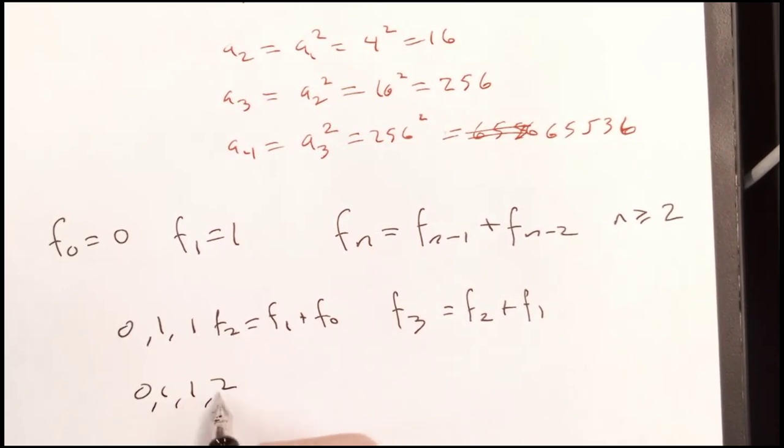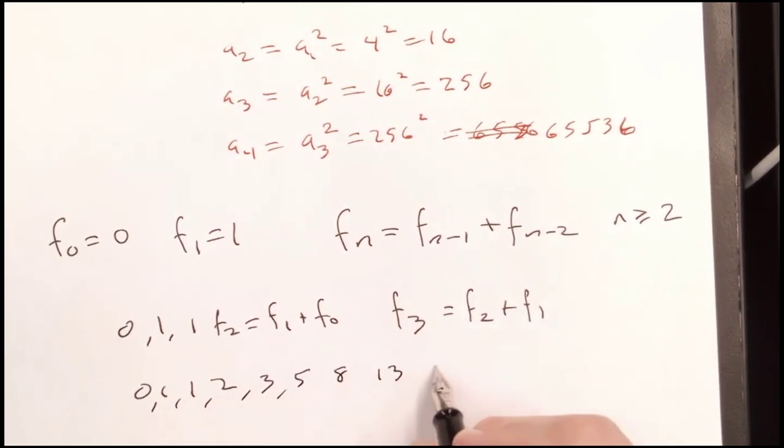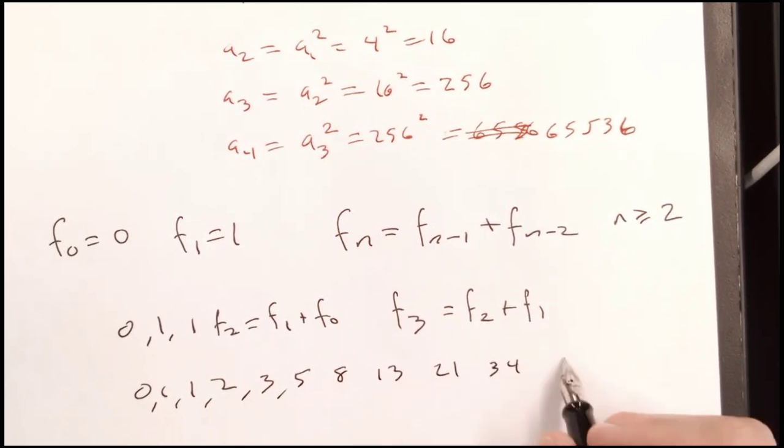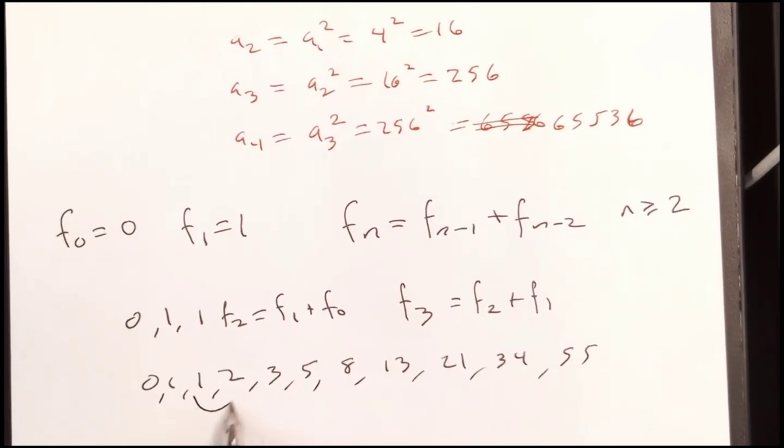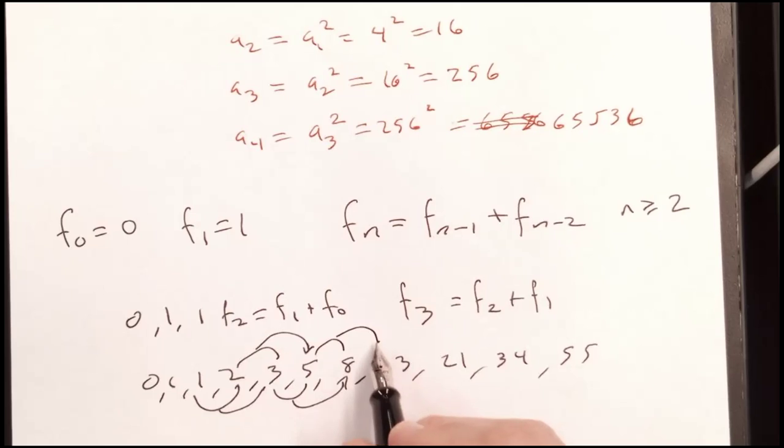The next one is the sum of these two. Add those two to get this one. Add these two to get this one. Add these two to get that one. I just keep building up in pairs. 5 and 8, that's 13.